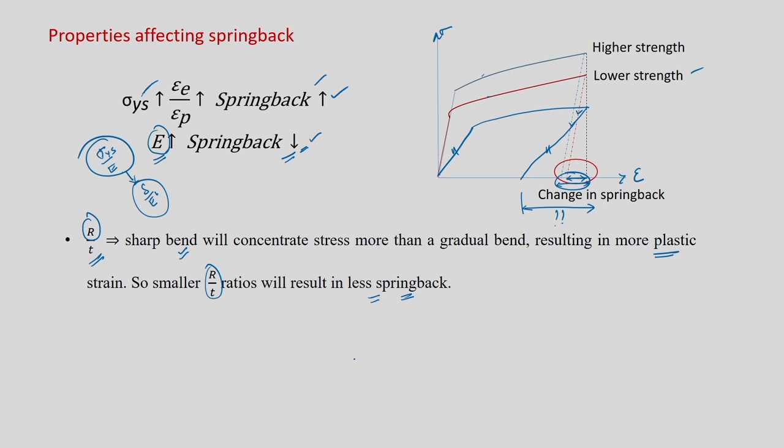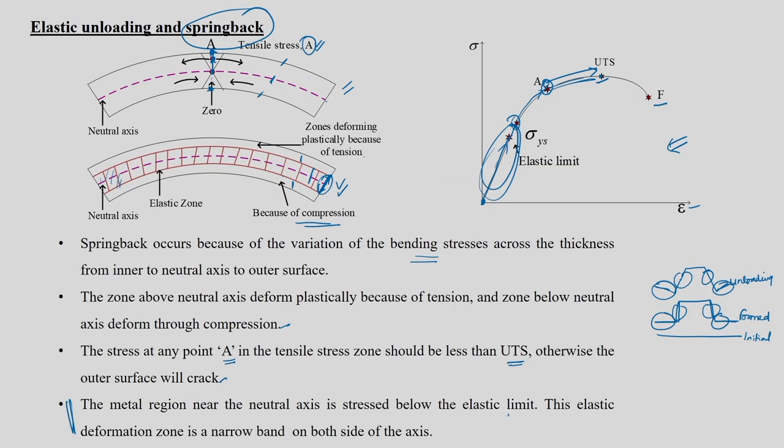Other than this, spring back can be controlled by tool design also. The general rule is you overbend it. Suppose this is a flat sheet and you want to bend it to this shape. Instead of that, you bend it a little bit inward so that when you release it, it can become straight. This is basically called overbending. That is one way to control it.